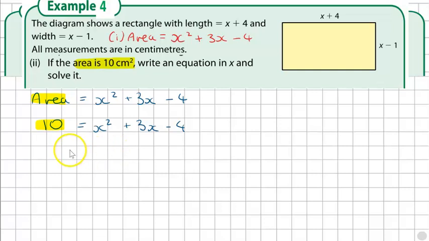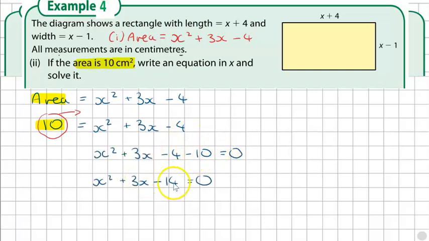So it's easier to bring the 10 over to the right instead of bringing all the terms over to the left. So the 10 is going to come over the right of the equal sign and it's going to become minus 10. And then minus 4 minus 10 is minus 14. So we have x squared plus 3x minus 14 is equal to 0.